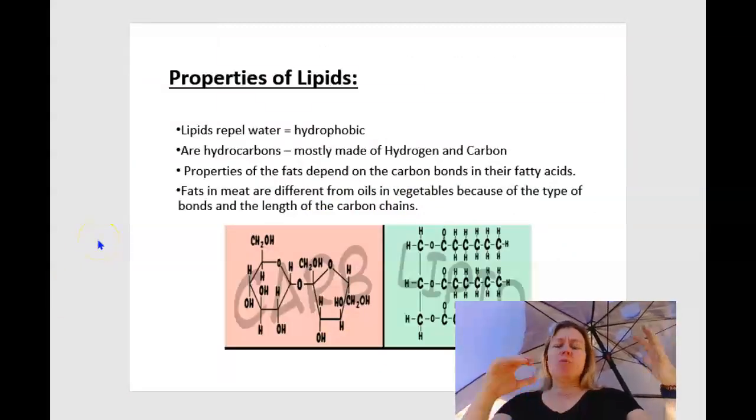Properties of lipids. They repel water. So if they are not attracted to water or they repel water, that's a phobia. So if you're afraid of something, you avoid it. So think about arachnophobia if you're afraid of spiders.